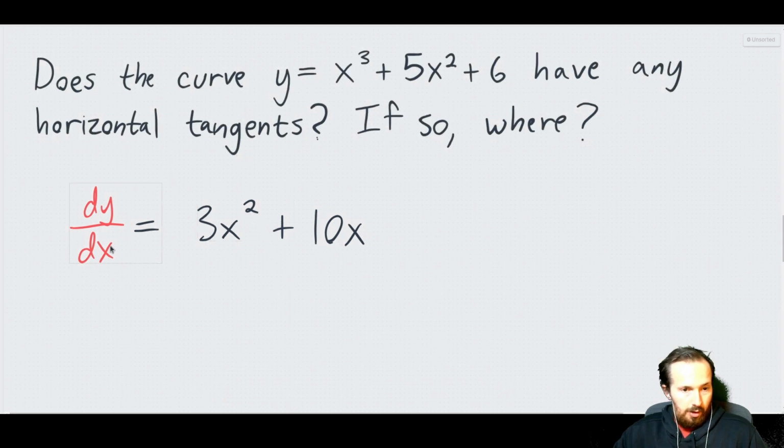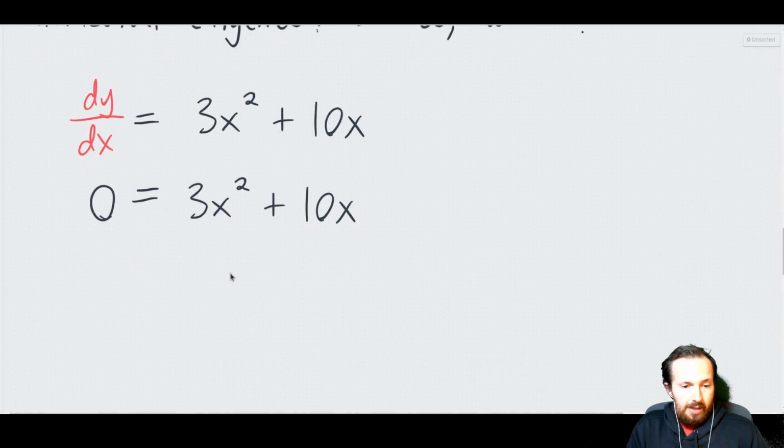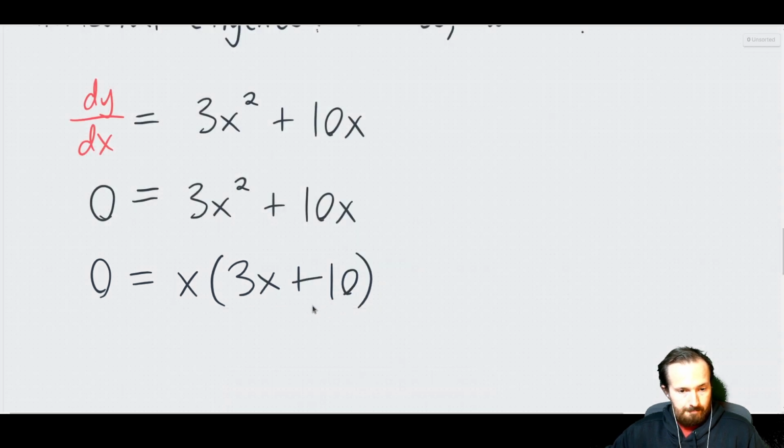And remember, we have horizontal tangent lines whenever the derivative is 0. So we can literally just set this equal to 0. Now, it's not really obvious looking at it what x values would make this 0. But this is where factoring can come into play. Specifically, I can see that we could factor out x. And if I do that, hopefully it's clear that I'm left with 3x plus 10.